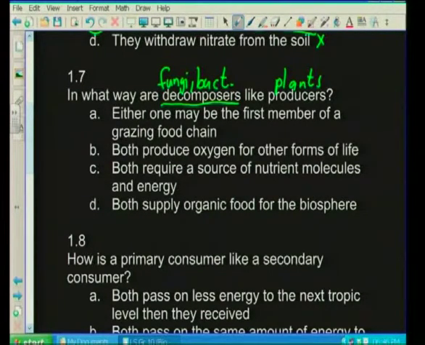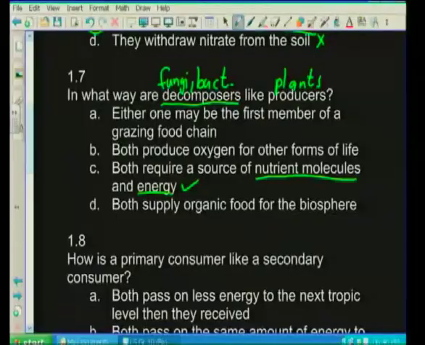On the first level, both produce oxygen. No, decomposers can't produce oxygen. Both require a source of nutrient molecules and energy. Now remember, decomposers are living organisms, so they also need nutrients and energy to survive. The last one, so that one is more likely right.